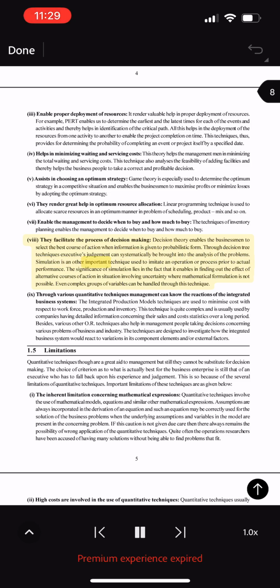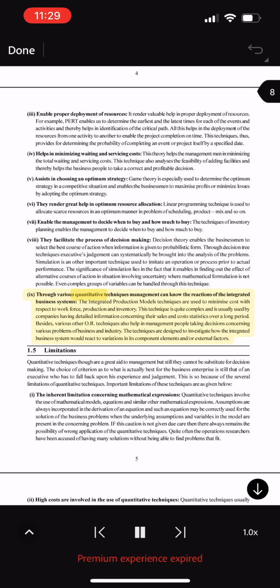Simulation is another important technique used to imitate an operation or process prior to actual performance. The significance of simulation lies in the fact that it enables finding out the effect of alternative courses of action in situations involving uncertainty where mathematical formulation is not possible. Even complex groups of variables can be handled through this technique.